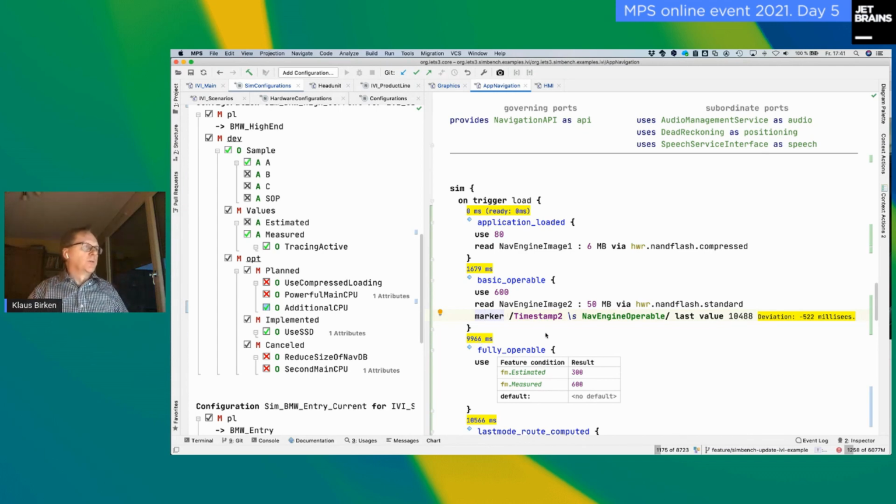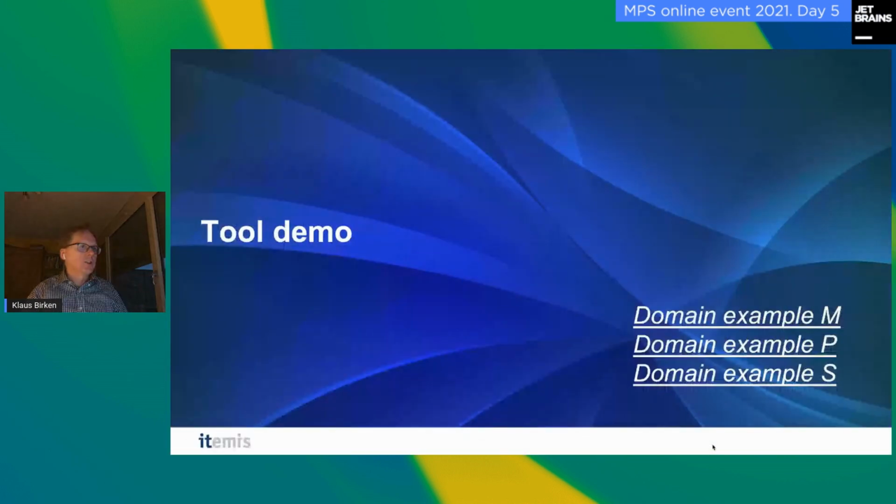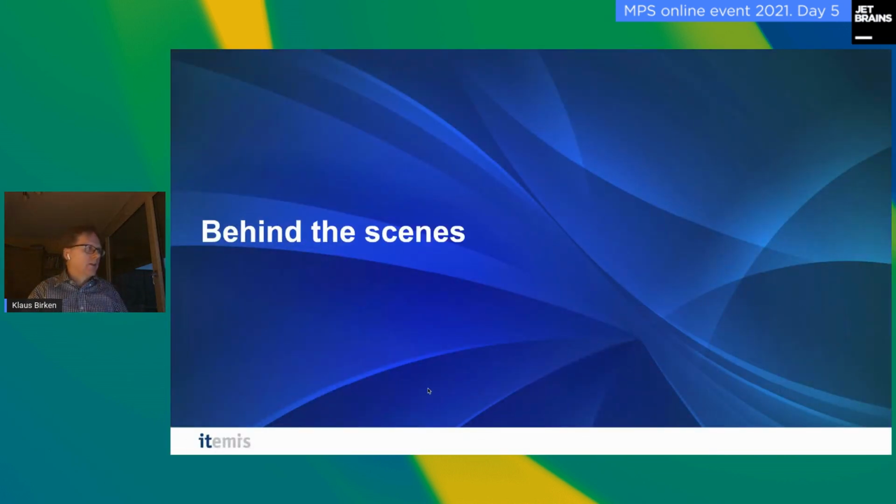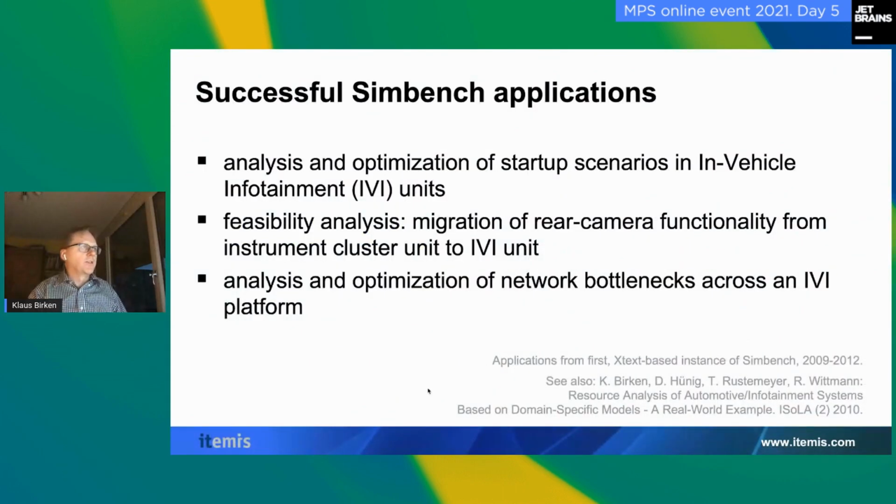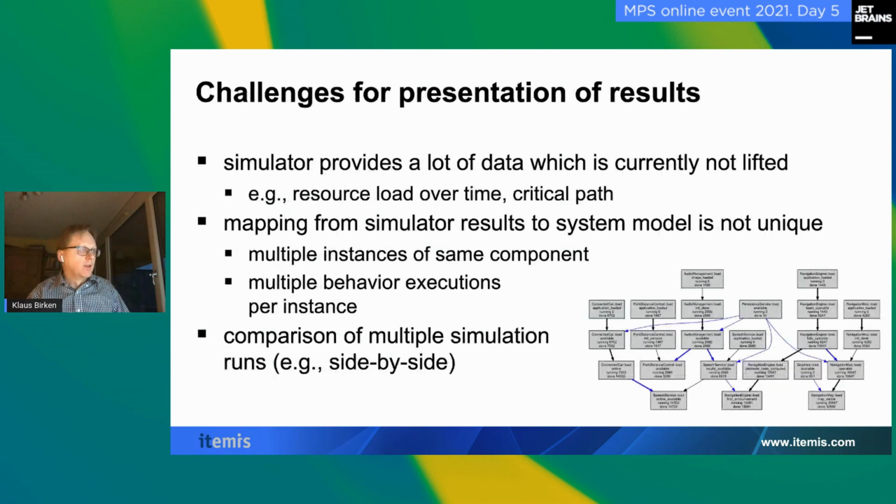Okay, for the last couple of minutes, I will switch back to the presentation. And I have some more slides about some details behind the scenes. So here is a list of some examples we did for the Simbench applications, especially for this infotainment world. I won't go through this list. It's just some complex problems which you usually find in building these complex embedded products.